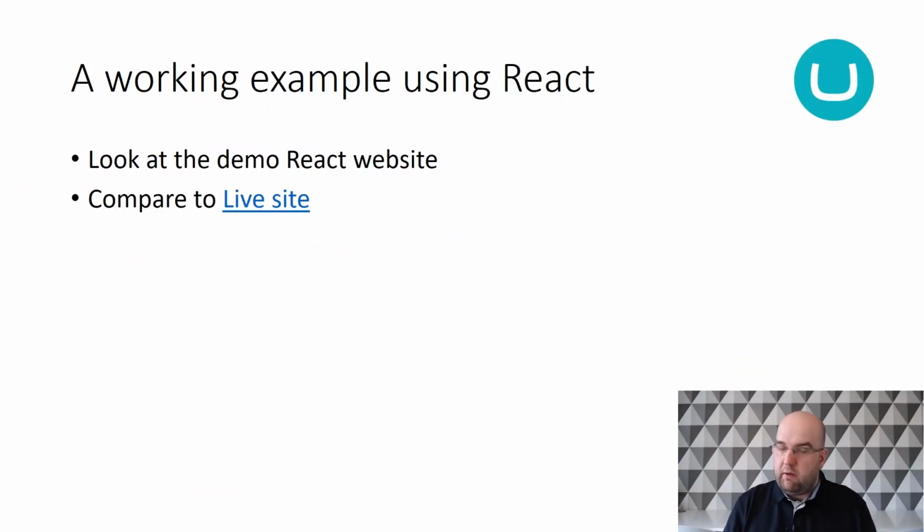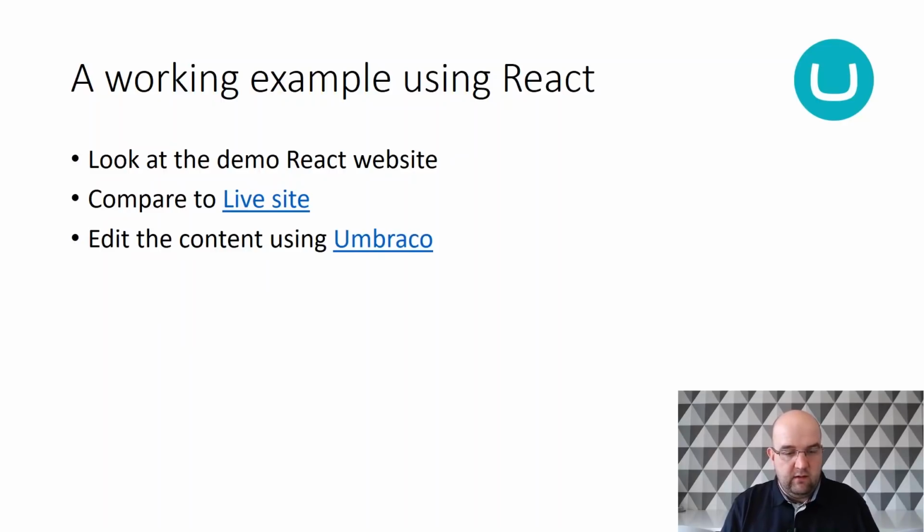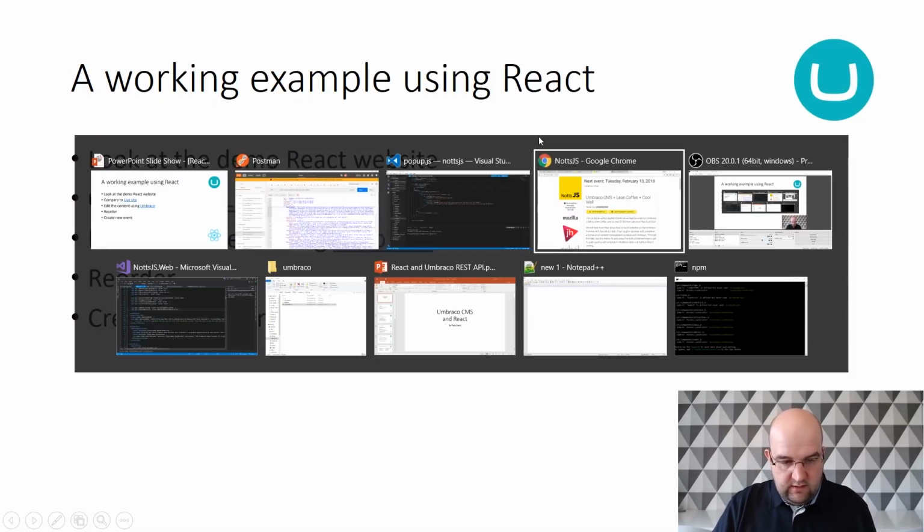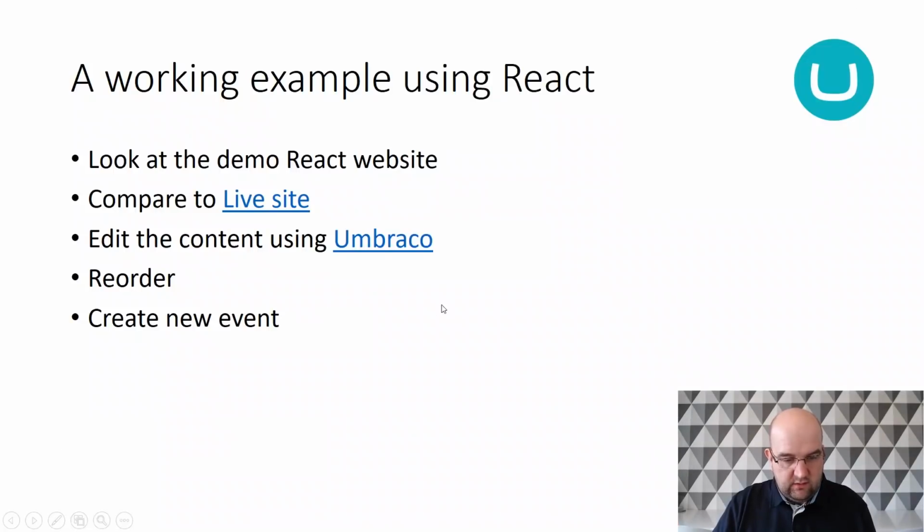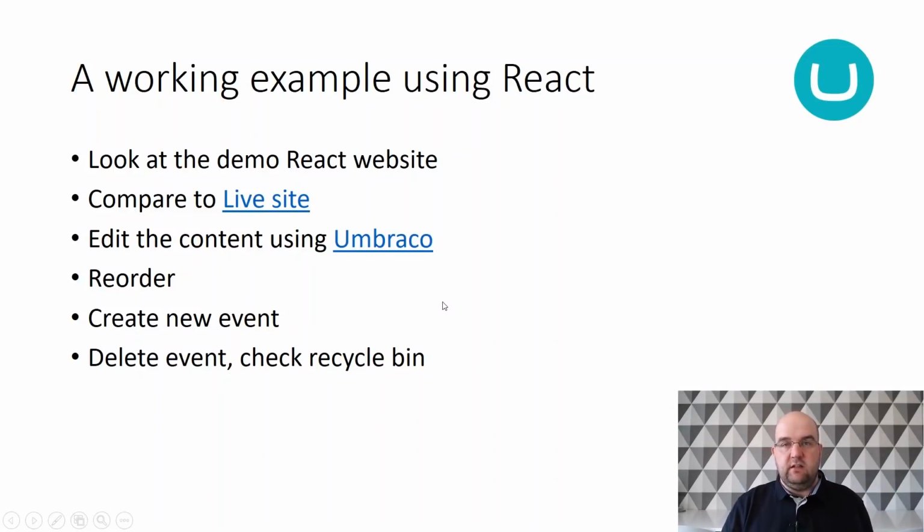So look at the demo, compare it to the live site. It looks pretty similar. Edit the content using Umbraco. Reorder, create a new event. We could create a new event if you like. I'm not going to create a new event, it's just quicker not to. Delete an event. So the benefits of Umbraco: you can create pages, delete them. There's a recycle bin, so you can restore things. It's got a rollback history, so maybe last week something you created or edited, you were happy with it, then someone's come in since and edited the content, and you're not happy. You can choose different versions to roll back to, so it's pretty good.